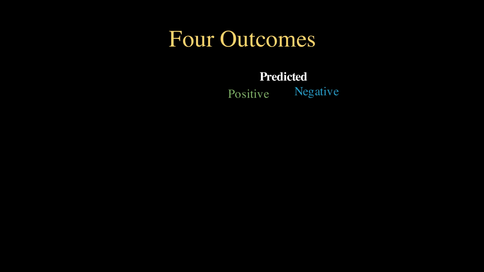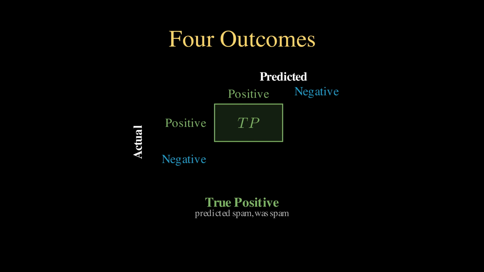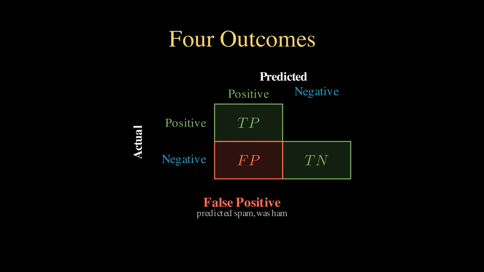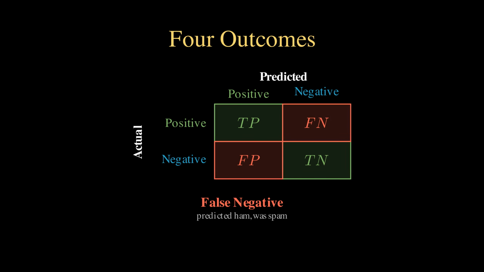Every prediction lands in one of 4 boxes. If we said spam and it really was spam, that's a true positive. If we said not spam and it really wasn't, that's a true negative. The 2 ways to be wrong are just as important. We predicted spam, but it wasn't, that's a false positive. A false alarm. We predicted not spam, and it actually was, that's a false negative, a missed catch.